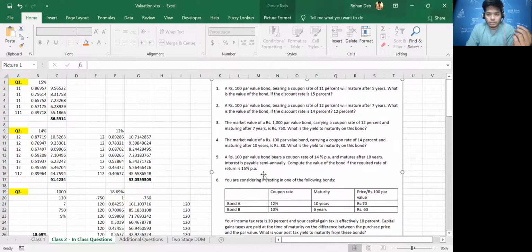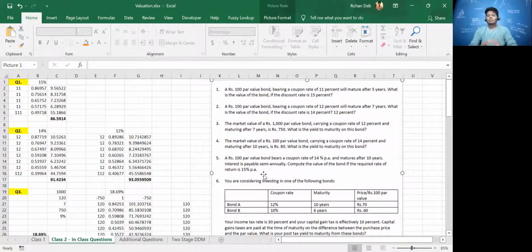Yeah, so the first question says that a 100 rupees value bond bears a coupon rate of 11% and will mature at the end of 5 years. What is the value of the bond if the discount rate is 15%? This is very similar to what I showed you right now with the last question. So let's not go into that.